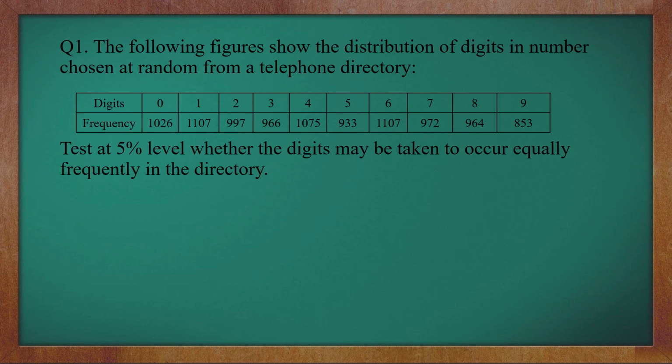Now let's start the first question. The following figures show the distribution of digits in numbers chosen at random from a telephone directory. From a telephone directory they have chosen some numbers with digits from 0 to 9. Zero is coming 1026 times, and similarly for 1, 2, and so on. You have to test at the 5% level whether the digits may be taken to occur equally frequently in the directory. Means, are the digits you are taking from the directory equally likely to occur or not? Now, class, you can see no sample is given to me, no standard deviation, nothing; only one set of data is given to me. Correct?